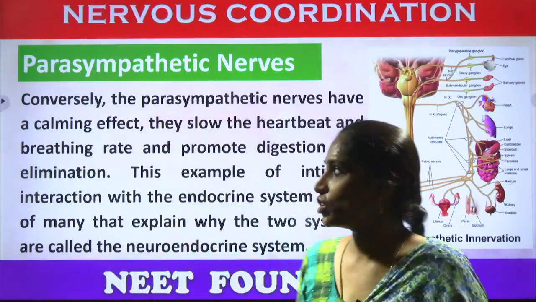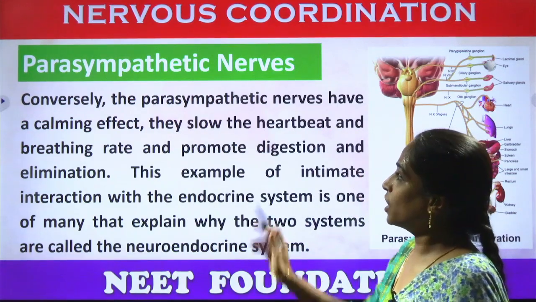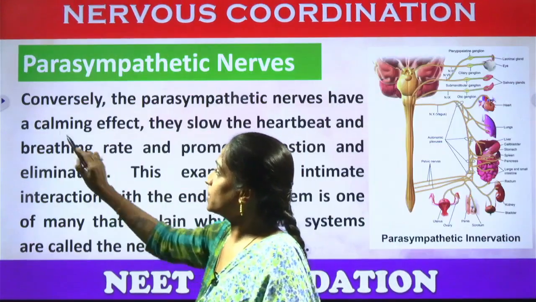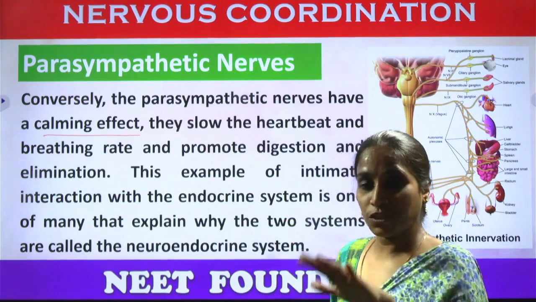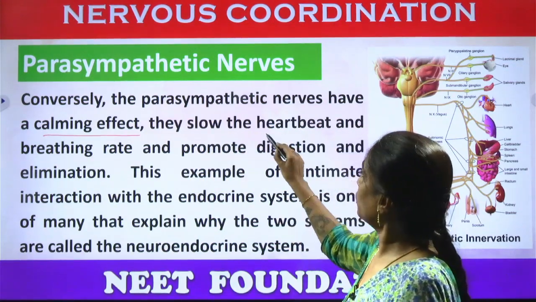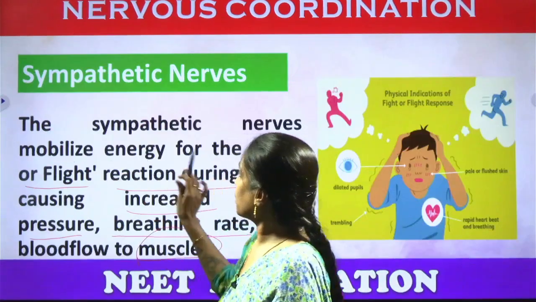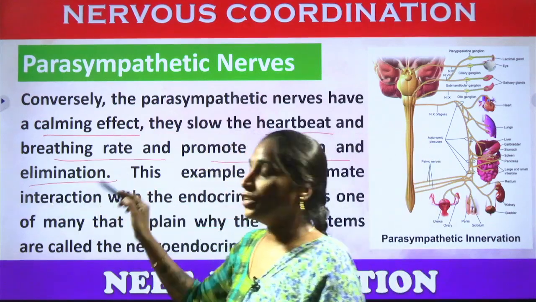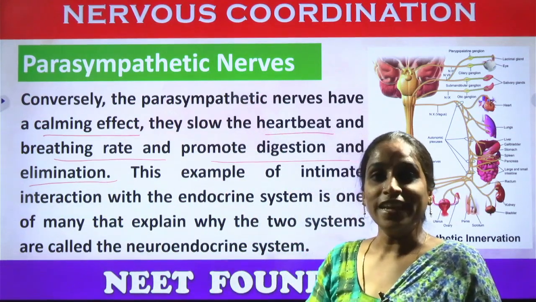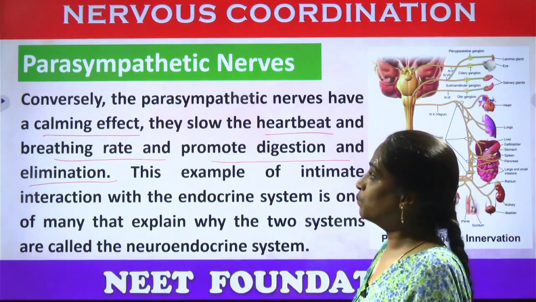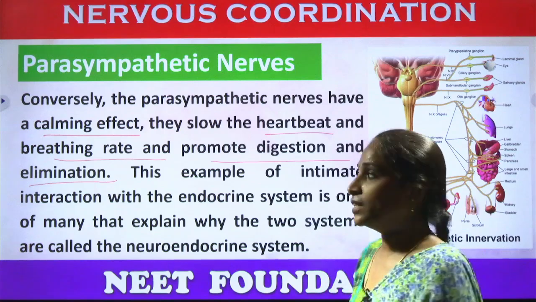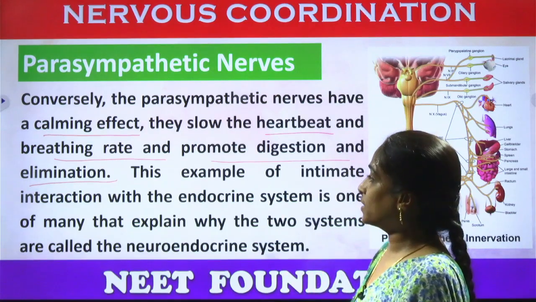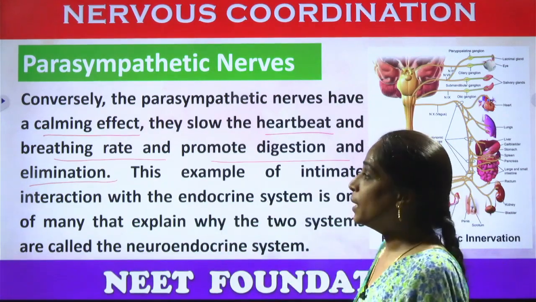Next, what is the next concept? The parasympathetic nerves. Conversely, the parasympathetic nerves have a calming effect. Calming in the sense that they act on the muscles responsible for the relaxation process, right? They slow down the heartbeat and breathing rate and promote digestion and also promote elimination, nothing but the excretion process. The heart rate will be decreased by the parasympathetic system and the breathing rate also will be decreased by the parasympathetic system. So these are just examples of the parasympathetic.